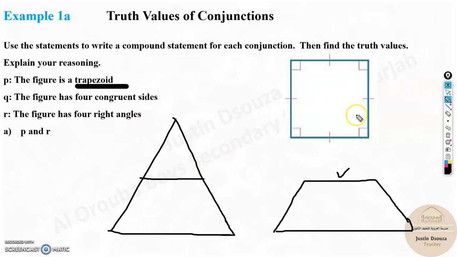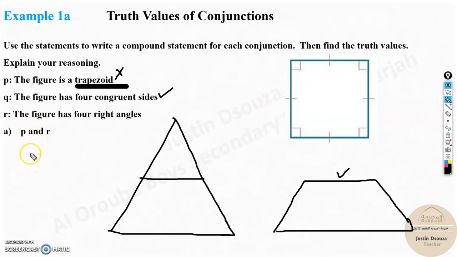Now, does the given figure look like a trapezoid? No, this is a square. This is false. It is wrong. But the figure has four congruent sides. Yes, absolutely. This is true. It has four congruent sides, mentioned over here with the dash lines. And the figure has four right angles. Yes, this has four right angles, all 90 degrees.